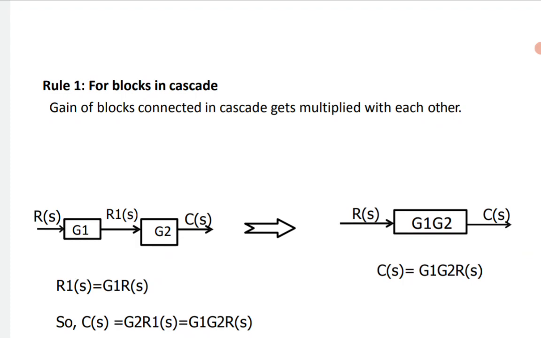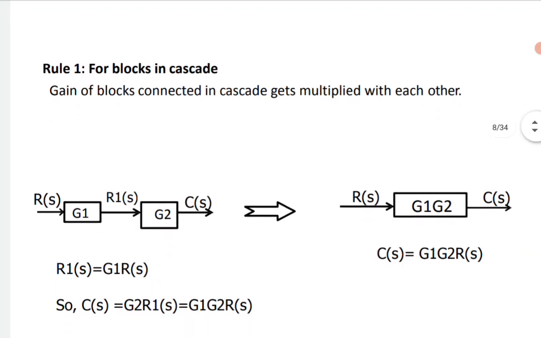Here see, rule 1: for blocks in cascade, the gain of blocks connected in cascade gets multiplied with each other. What it means: if I look at the left hand side diagram, G1 and G2 are in series. R of s is my actual input. Everything should be considered in the Laplace domain, so I will not repeat that several times. R of s is my input, G1 generates one output, R1 of s, then it feeds G2, which generates C of s.